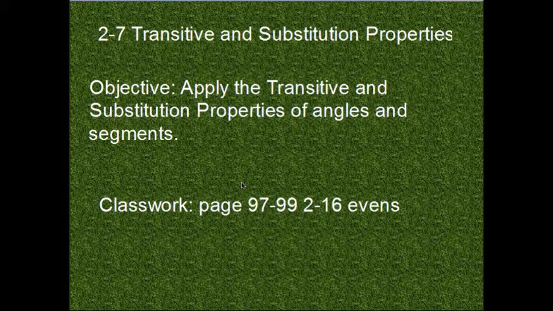We've got section 2.7, transitive and substitution properties. Our objective for this section is to apply the transitive and substitution properties of angles and segments. For classwork tomorrow, we'll be working on pages 97 to 99, problems 2 to 16 evens. Please look through those problems, as if you have questions, we'll make sure we address them tomorrow in class.